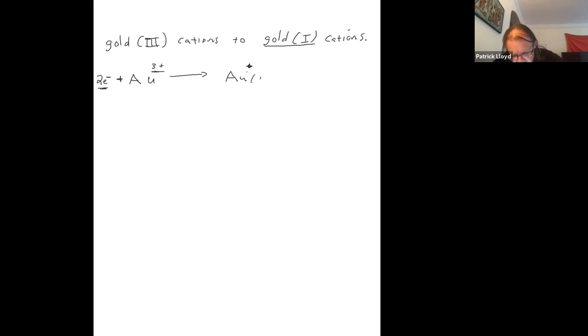I guess they're aqueous, so I should write aqueous. Okay, so this is reduction. We're gaining 2 electrons. Okay, going from gold 3 to gold 1. Let's do one more.